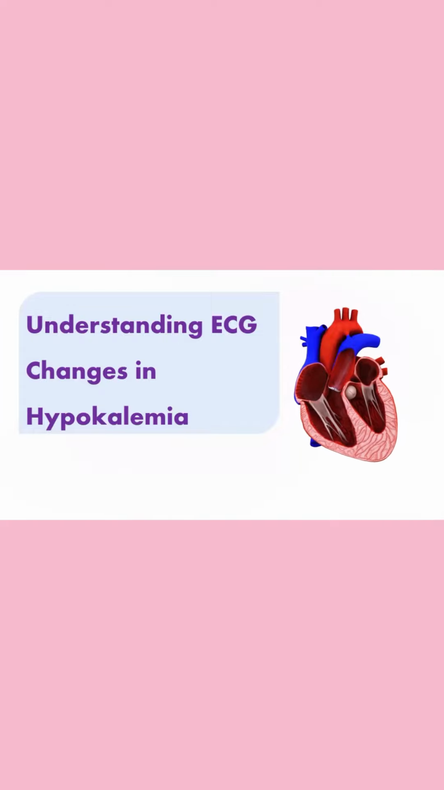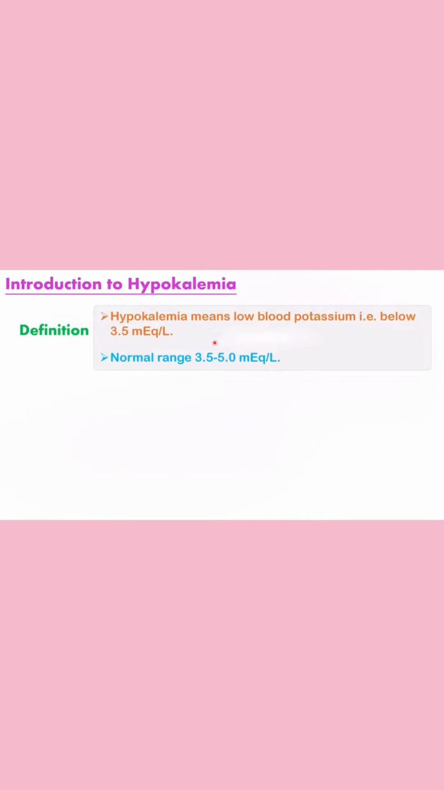In today's short video, I will be discussing the ECG changes in hypokalemia. So the brief introduction about hypokalemia. First of all, definition. Hypokalemia means low blood potassium levels, that is below 3.5 milliequivalents per liter. Normal range is 3.5 to 5.0 milliequivalents per liter.